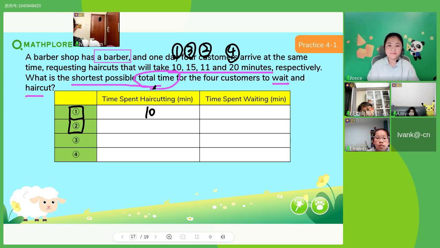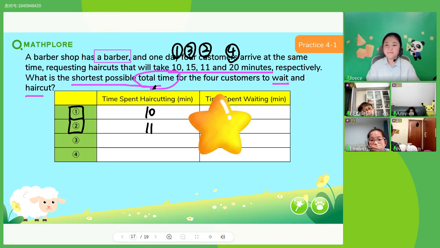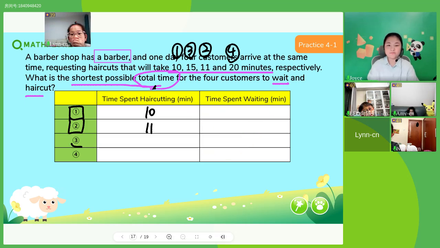Second person needs 11. Yeah, it's right here. It's 11, right? Okay, good job. Thank you, Ivanka. It's right here. And then, Ling, it's your turn. What about the third person? It needs how many minutes? The fourth person needs 15 minutes.